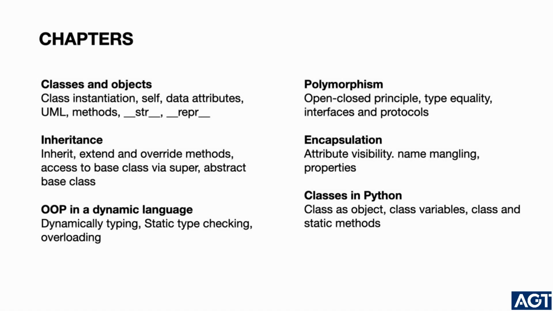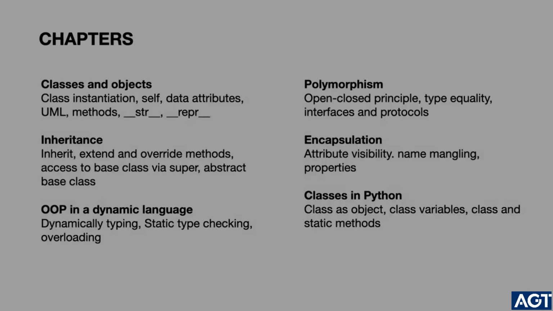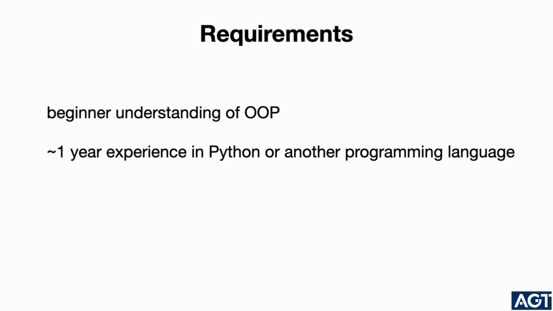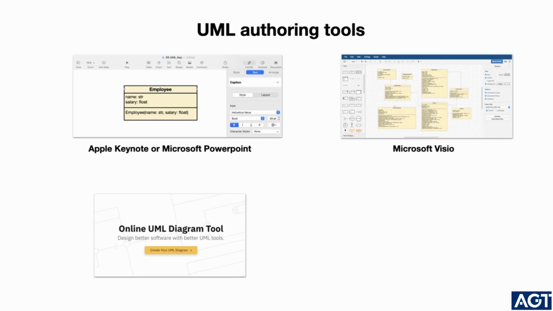The chapters in this course are Classes and Objects, Inheritance, OOP in a Dynamic Language, Polymorphism, Encapsulation, and Classes in Python. For this course you need the following things: beginner understanding of OOP, roughly 1 year of experience in Python or another programming language, a tool to draw UML class diagrams. Examples of these are PowerPoint, Visio, or one of the many online UML diagram tools. But if you do not have experience with UML diagrams yet, there is another tool that I can recommend: pen and paper.